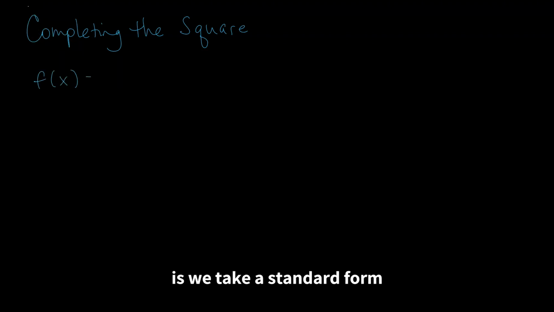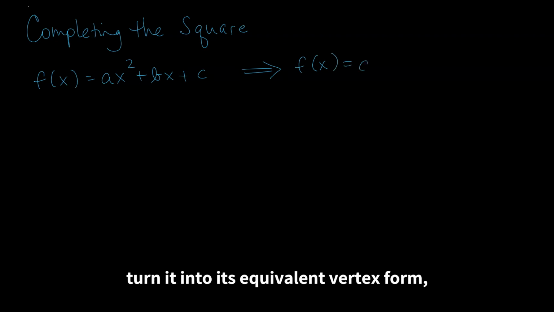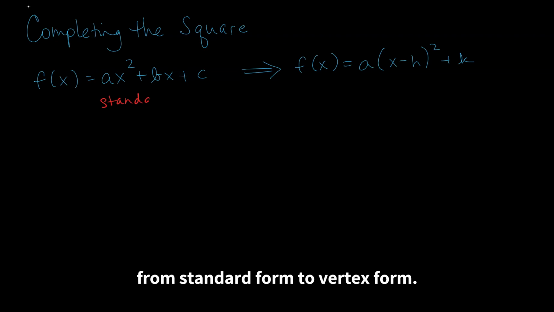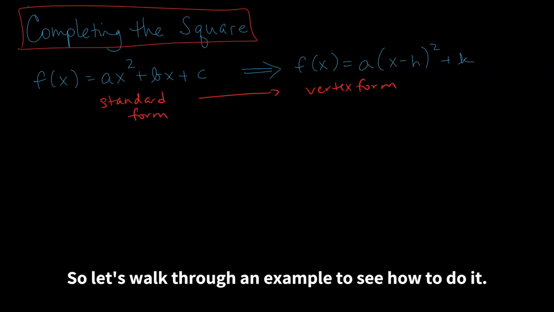Now let's talk about completing the square. The idea with completing the square is we take a standard form quadratic function, ax squared plus bx plus c, and through completing the square, turn it into its equivalent vertex form. We go from standard form to vertex form. That's the big picture behind completing the square. So let's walk through an example to see how to do it.